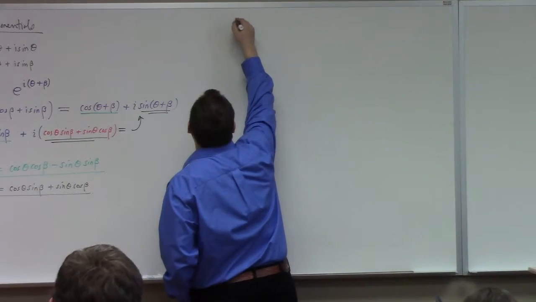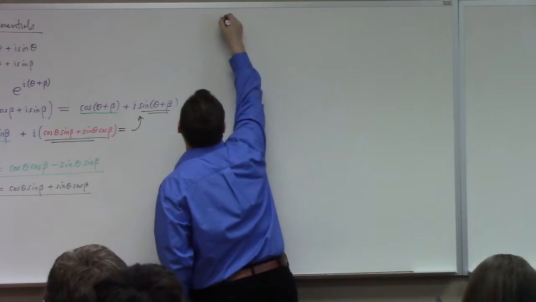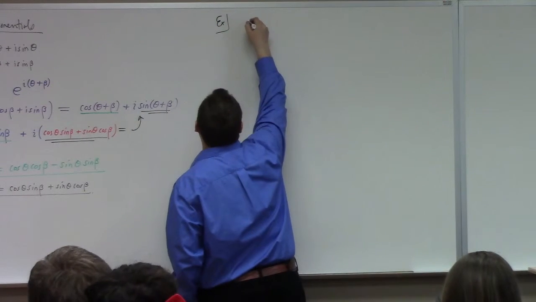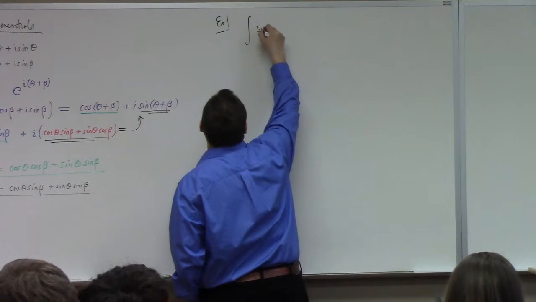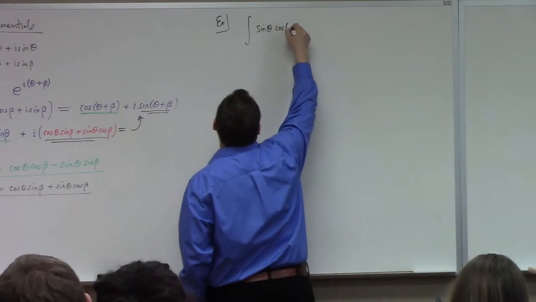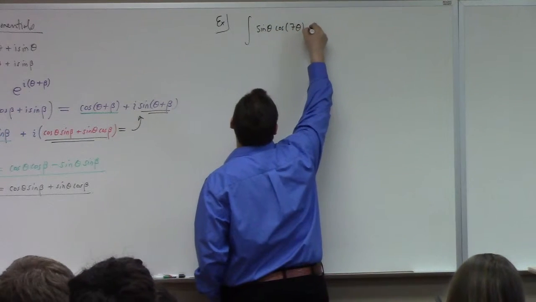Suppose we want to find an identity for, say, well, let me just tell you the example which is prompting this discussion. Suppose you want to do something like integrate sine theta times the cosine of, I don't know, 7 theta, d theta.